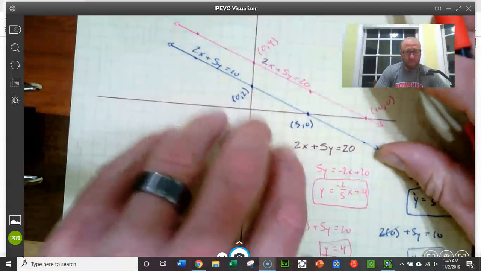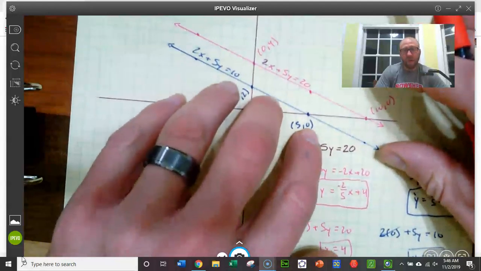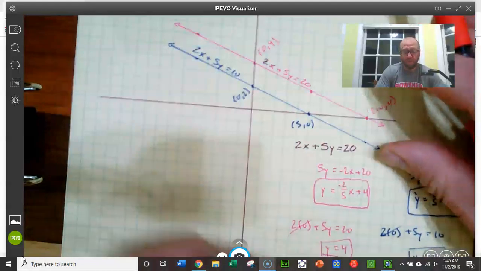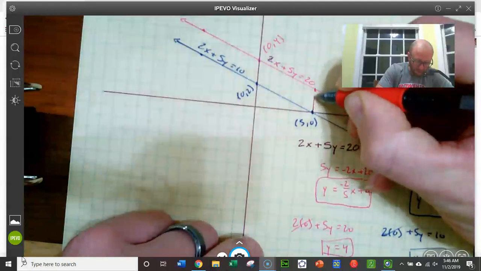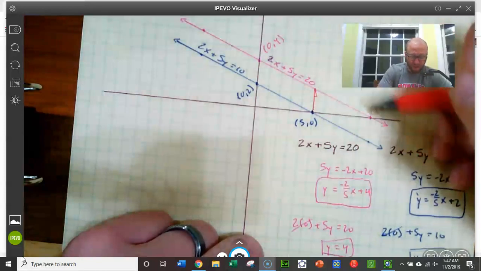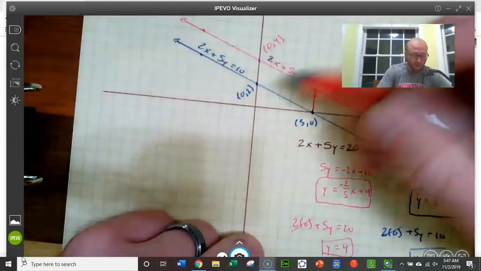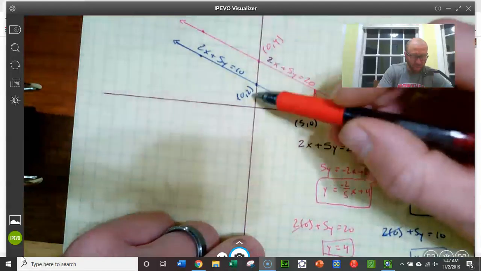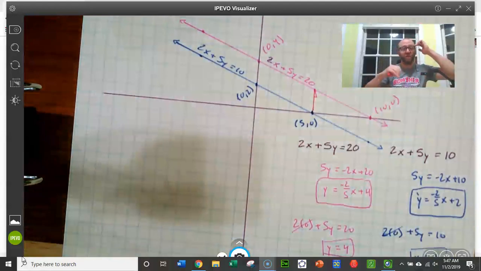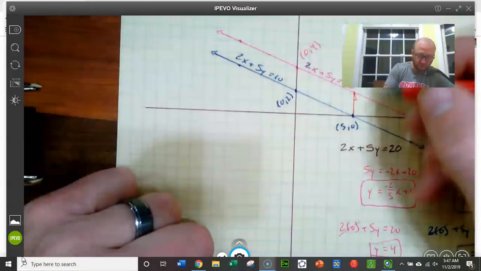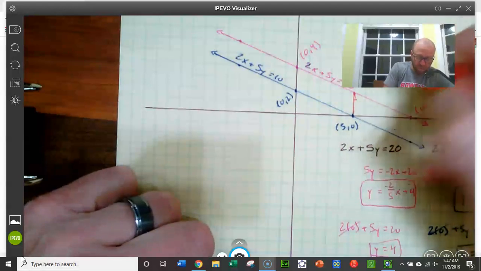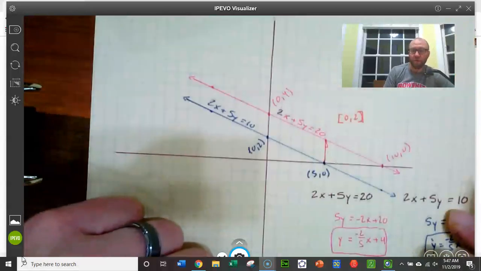So I want to imagine what it would take to shift this whole line straight up to the other one. Well, I kind of gave it away. Let's go straight up. So it's up 2 units. Think about it: the difference between the two y-intercepts of 2 and 4 is just that it's the same slope, but that line's been shifted up. So one possible answer is the vector 0, 2. That's one possible vector.